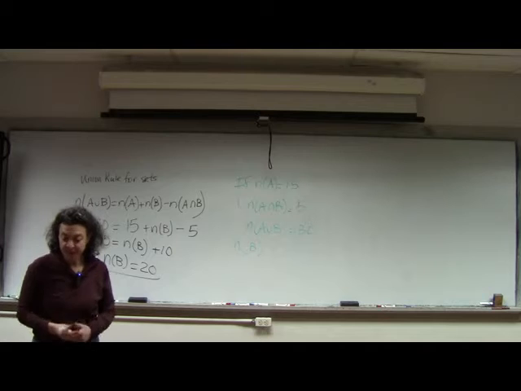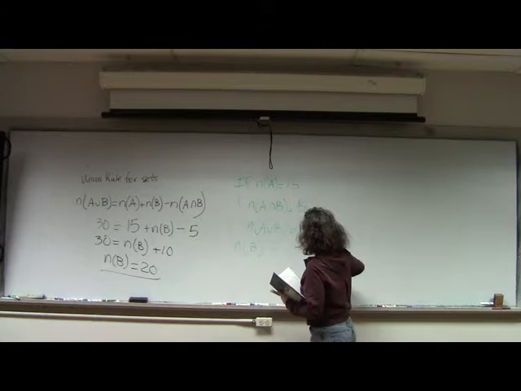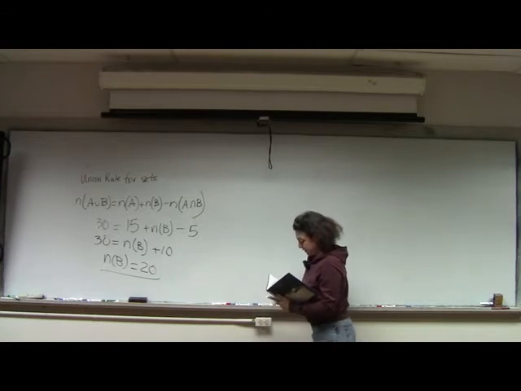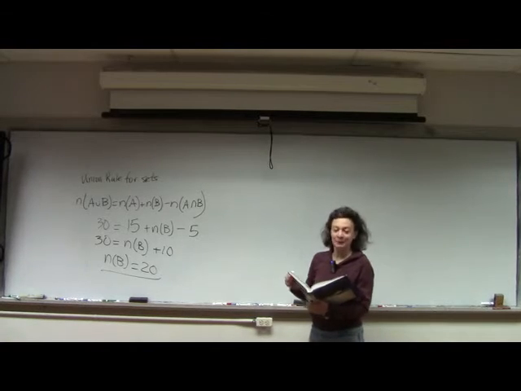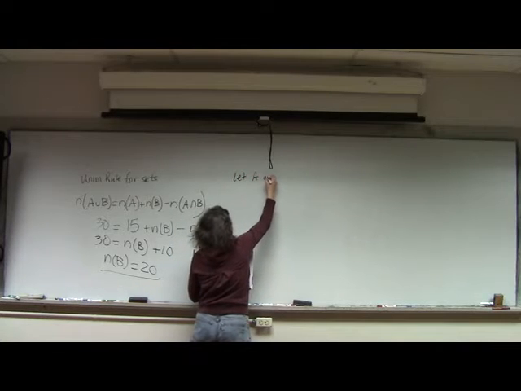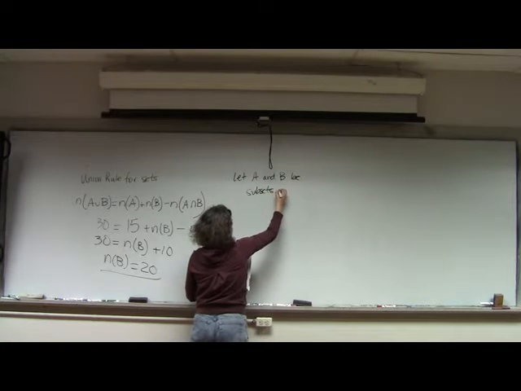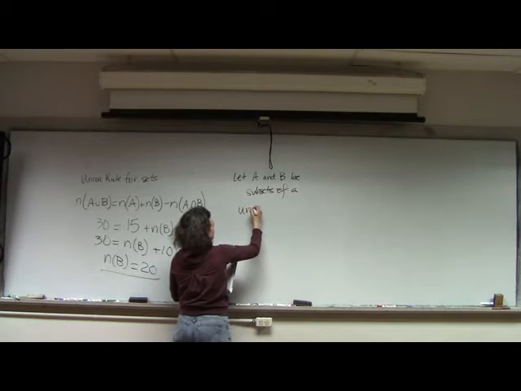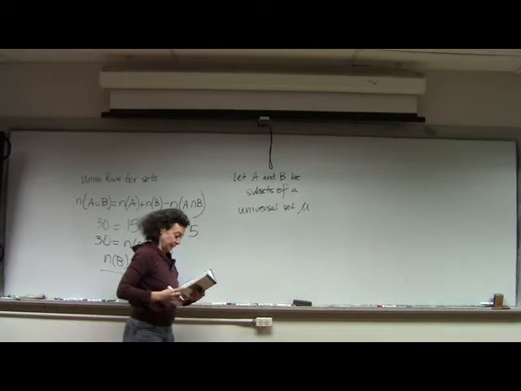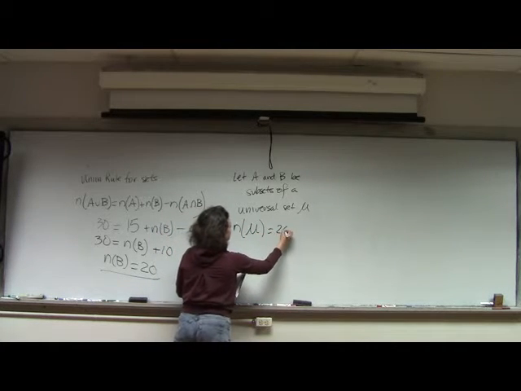All right, so the next one that I would like to do is the following. All right, here we go. So what I want to say is let's let A and B be subsets of a universal set U. Okay? And suppose we're told that the number of elements in our universe is 200.